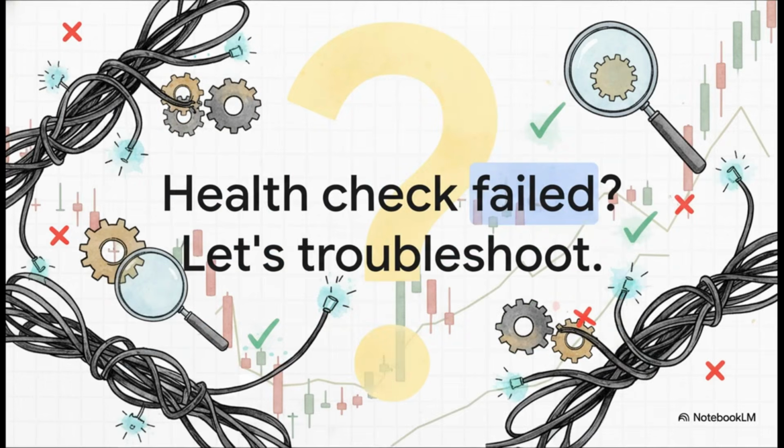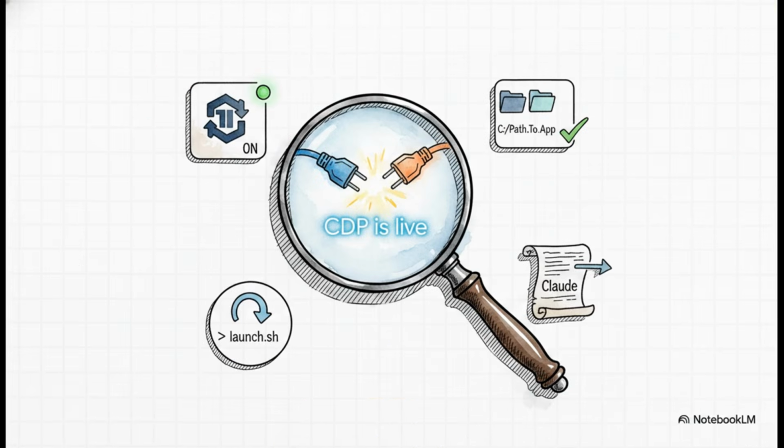Okay, but what if you run that health check and something goes wrong? Don't worry. If you do hit a snag, it's almost always one of a few really common, easy-to-fix issues. So here are a couple of things to check. First, is your TradingView desktop app actually running? Sounds silly, but it happens. Second, just double-check that you copied and pasted the full application path correctly in that launch command Claude gave you. Honestly, those two things solve pretty much any connection problem and will get you that beautiful CDP is live confirmation you're looking for.